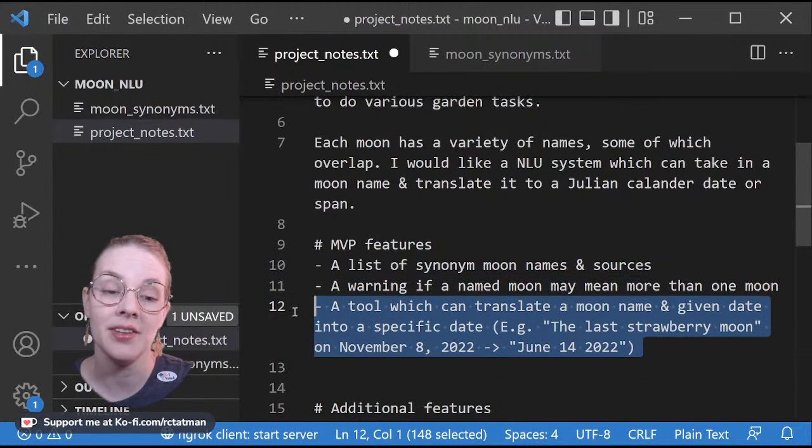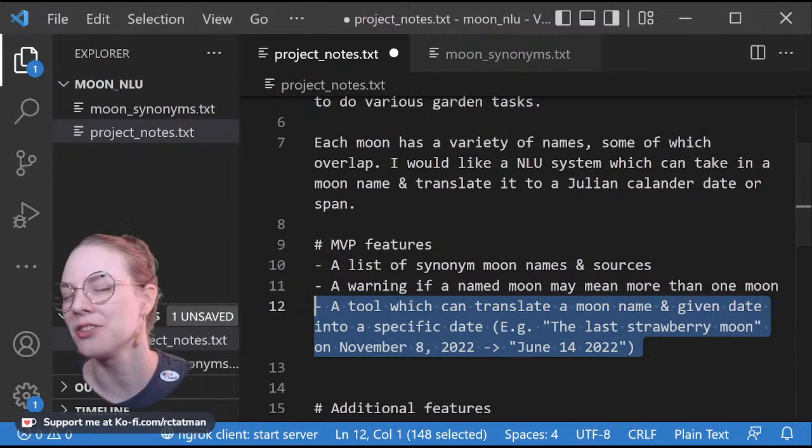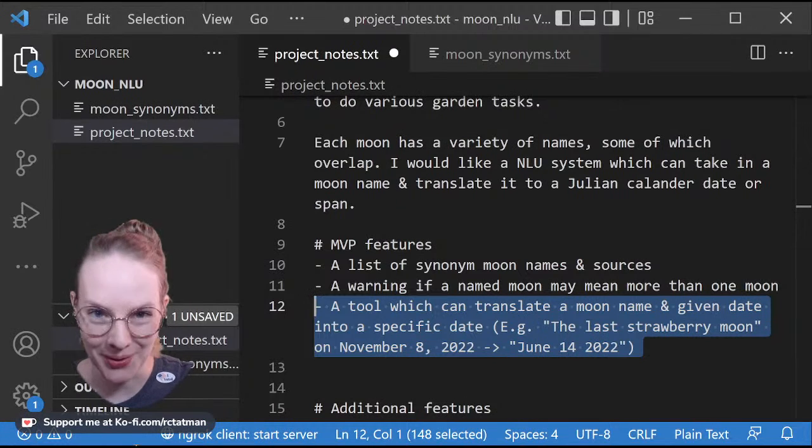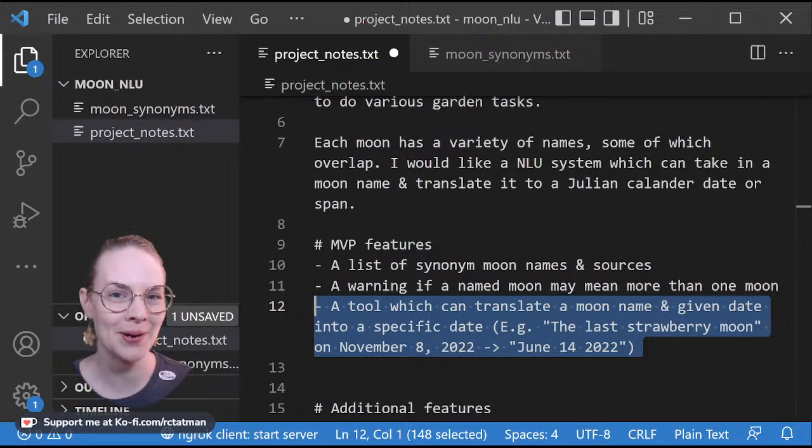And then second of all, and this is what I really need, is if somebody tells me worm moon, I can be like, yes, worm moon, open my browser, type in next worm moon, get the date, and be like, around that time of year, and then put it in my calendar. That's my goal.